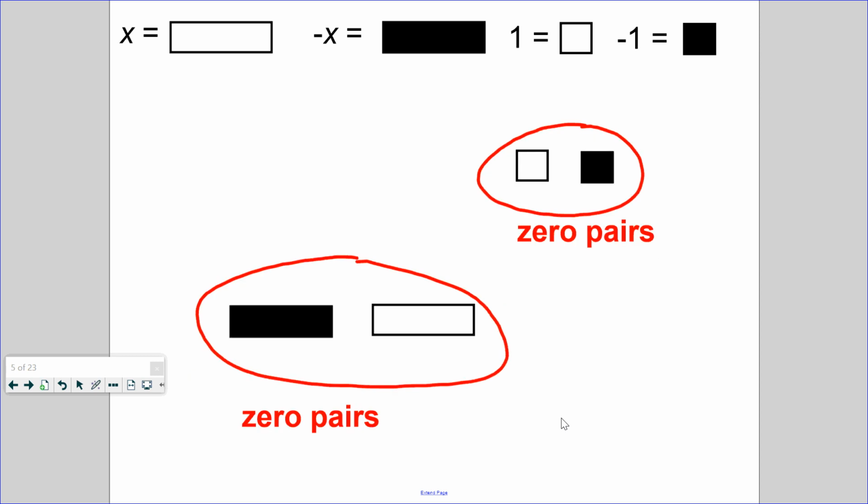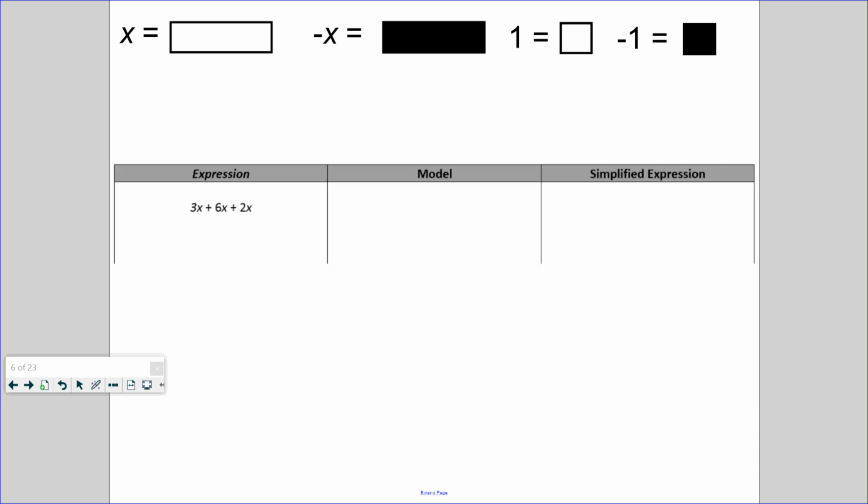So what we're going to be learning today is something called zero pairs. When you have a negative x with an x, they cancel out and become a zero pair, just like a 1 with a negative 1 will cancel out and become a zero pair. Some people do not like drawing this legend. Instead of drawing these squares, they rather draw pluses and minuses. Just like we learned in integers, a plus and minus cancel out. So we are going to model this.